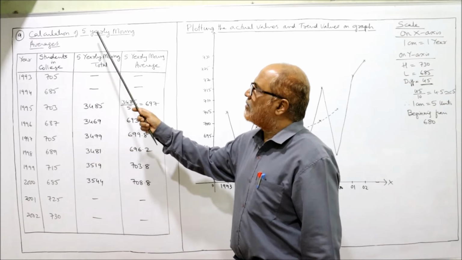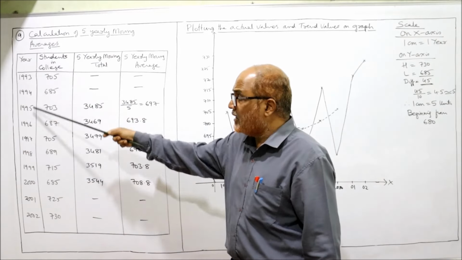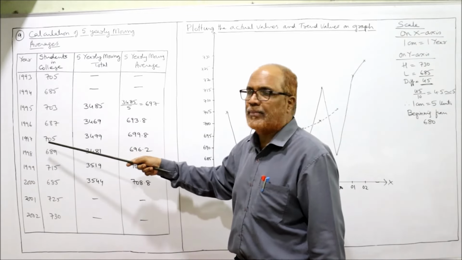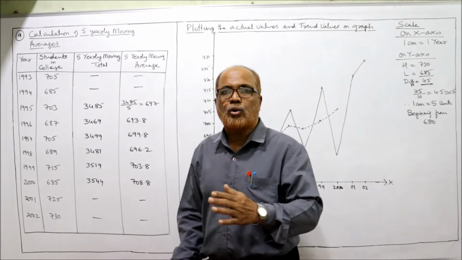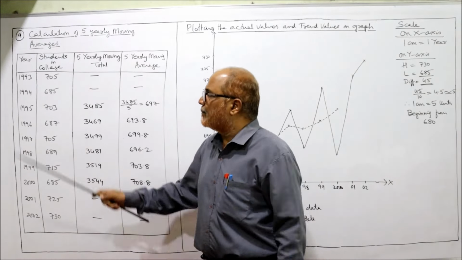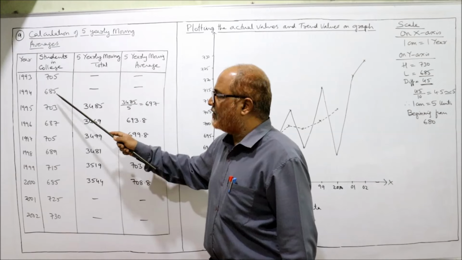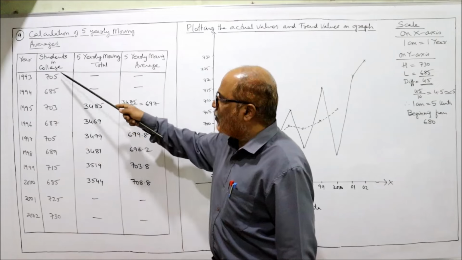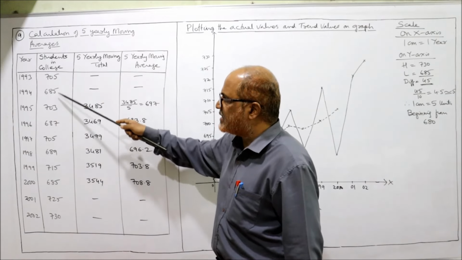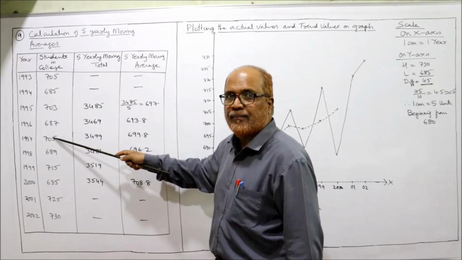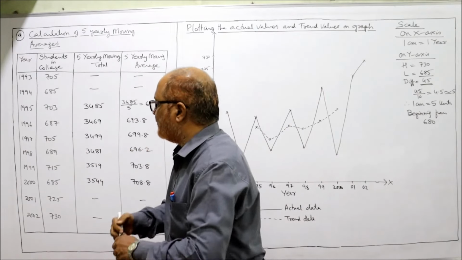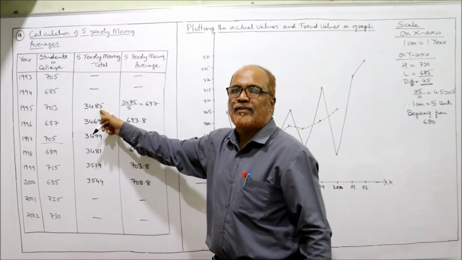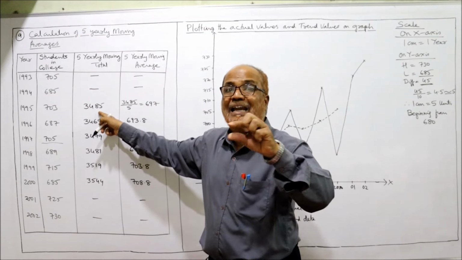See here, 9th problem. Calculation of 5 yearly moving averages. Here, students in college, this is the data actually given in the problem. 5 yearly moving total. The first 5 years: 705 plus 685 plus 703 plus 687 plus 705. If you add up the first 5 values, up to here, up to 705, you will get 3485. Now put this 3485 in the middle year.